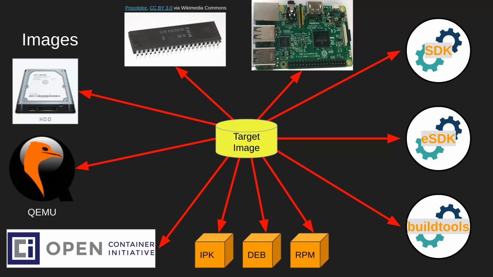QEMU, which was mentioned earlier in some other talks. We can also produce OCI compliant container images. Then there are also the package feeds, which are a type of target image that we produce. This lets you publish the packages that you've built to a server, and then you can have your device that was flashed with an image download the packages to do updates instead of reflashing the whole device if you want to do that. And a lot of the internal tools that we build, like the SDK, the extensible SDK and the Buildtools tarballs, those are also what we would consider a target image.